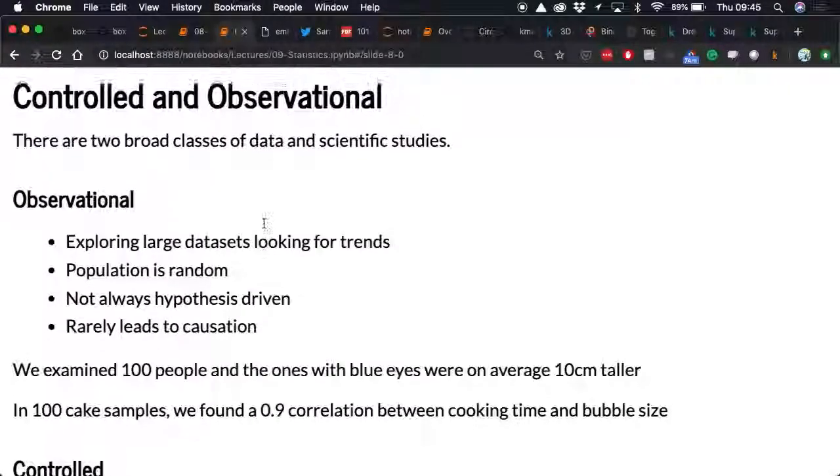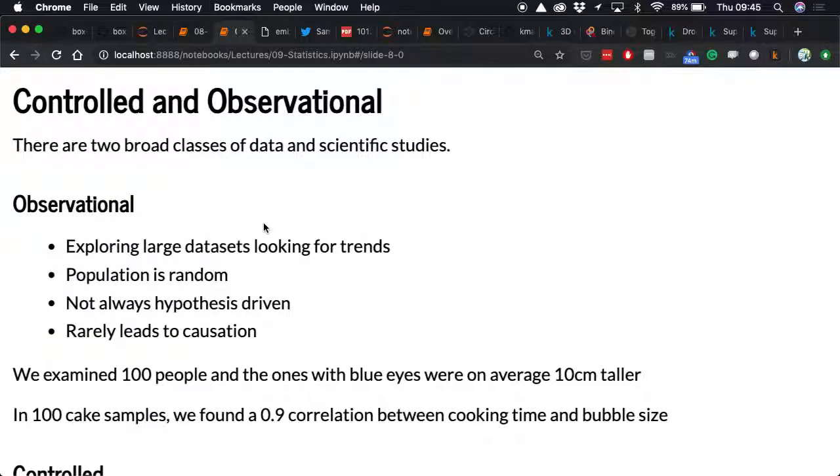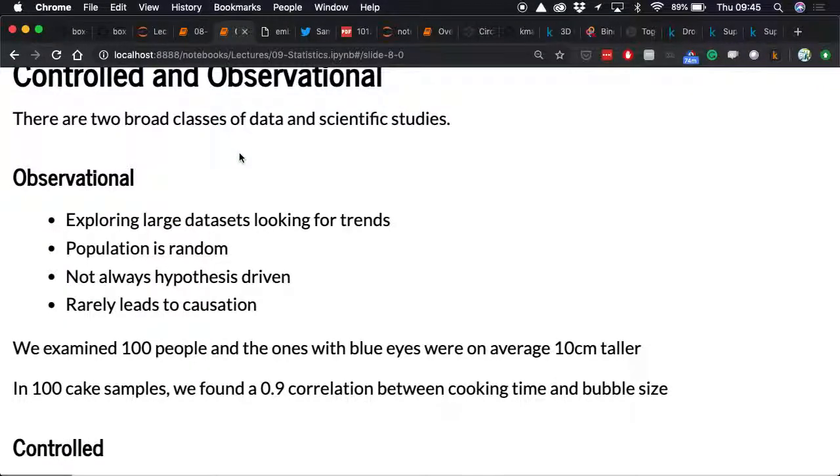One of the major ideas here is the distinction between controlled and observational studies. There are really two broad classes of scientific studies. The observational is much more popular today, and controlled are the experiments that you did in high school, that the original fathers of science performed in order to understand the world that we live in.